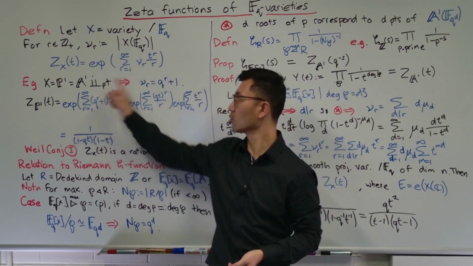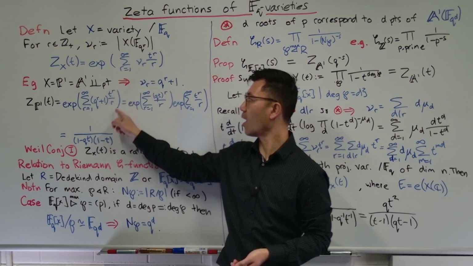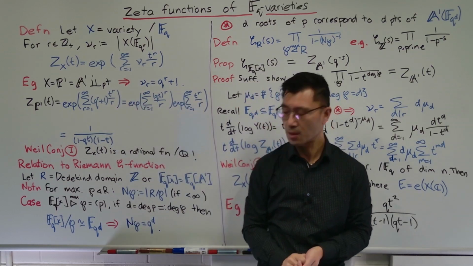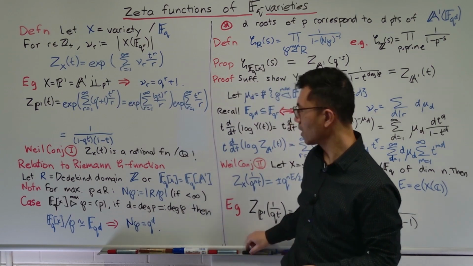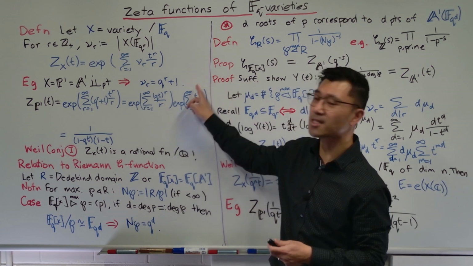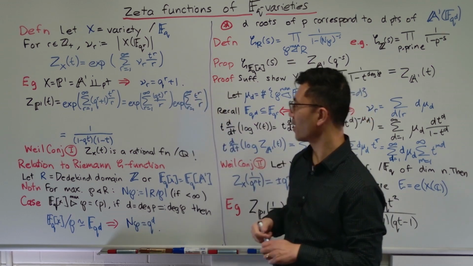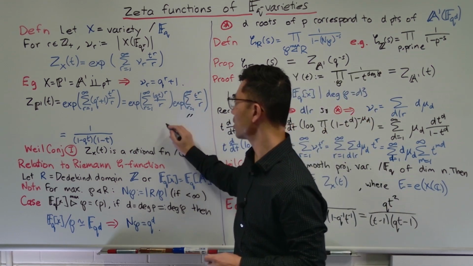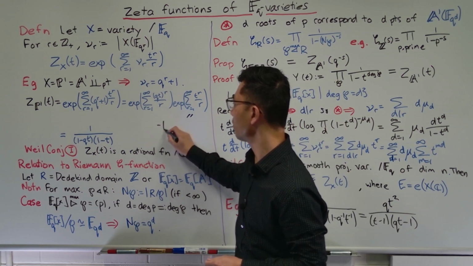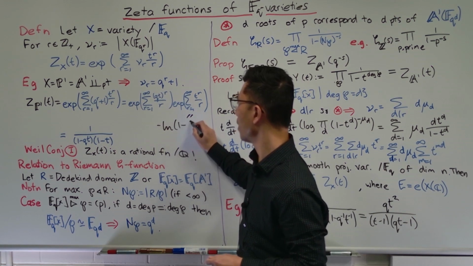So that's a sum from r equals 1 to infinity of t^r over r. What's rather nice about this is that hopefully you can see that this is a well-known Taylor series. So what's that? This is essentially just the negative of the log of 1 minus t.